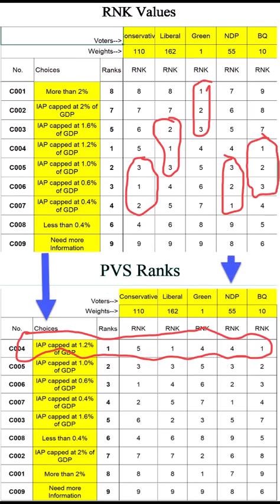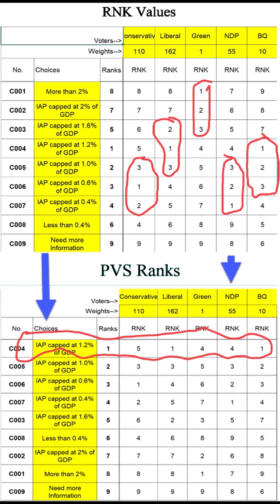Analysis. PVS paired voting system analysis. The strategy for the voters was to set their first-place RNKs to their preferred choices, and then set in their RNK votes for choices in a direction outwards from there. The Liberals and BQ had an agreement on IAP 1.2%, and so this came first in the rankings.